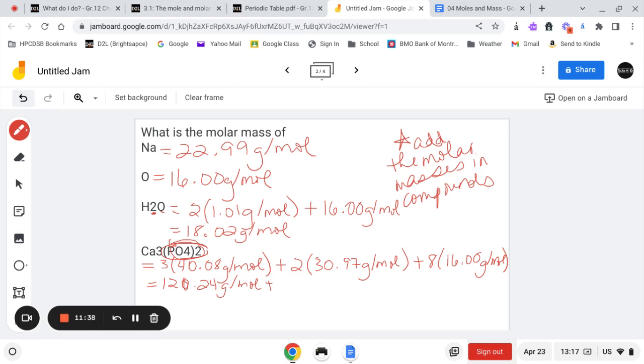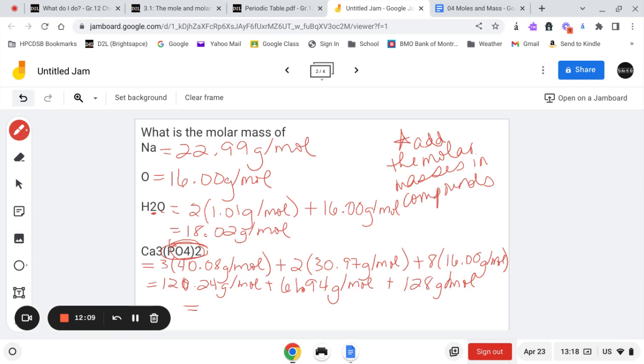We're going to add on, we don't want an equals, we want an add. So we're going to add on 2 times 30.97 for phosphorus. This equals 61.94 grams per mole. And then we're going to add on 8 oxygen atoms. So 8 times 16 equals 128 grams per mole. And then we add everything up.